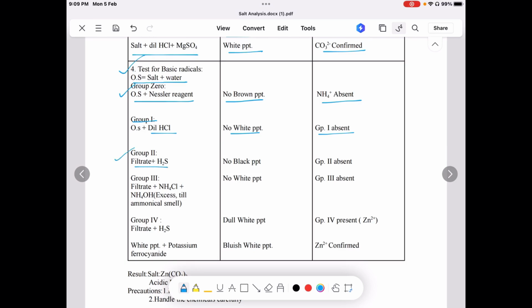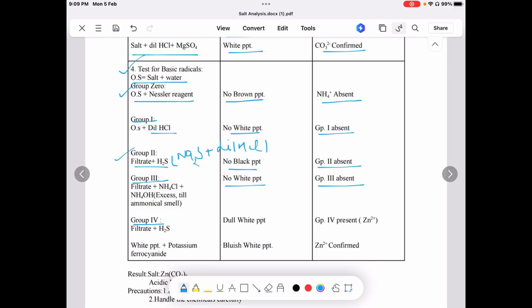To the filtrate of group 1 we pass H2S gas. You can make H2S gas with the help of mixing Na2S and dilute HCl here. No black precipitate, so group 2 is also absent here. Group 3, to the filtrate of group 2, we add ammonium chloride and add ammonium hydroxide till ammonical smell comes out. No white precipitate again in this case, so group 3 is also absent here. Then we go to next part, group 4.